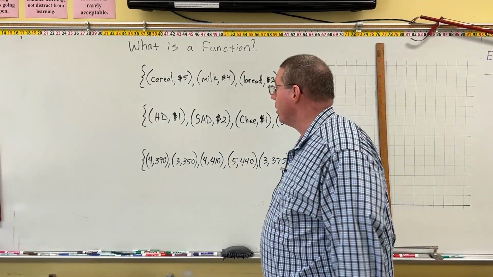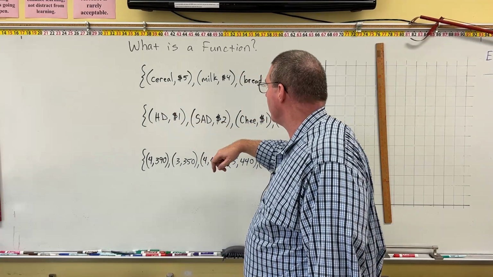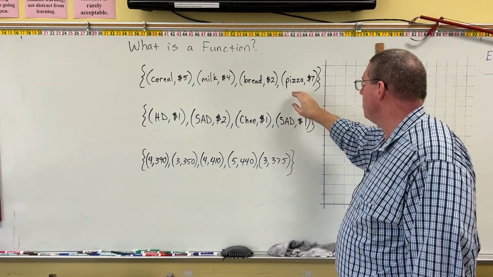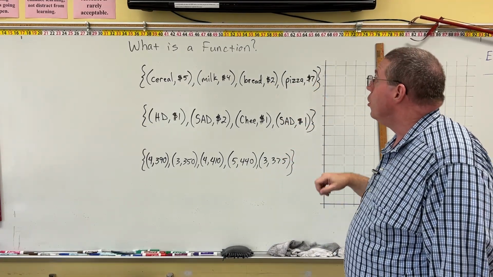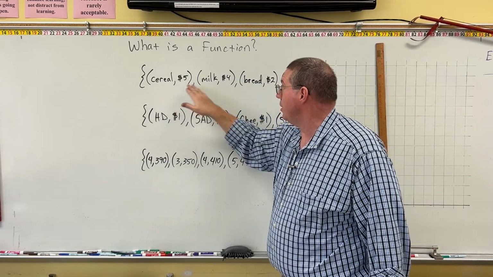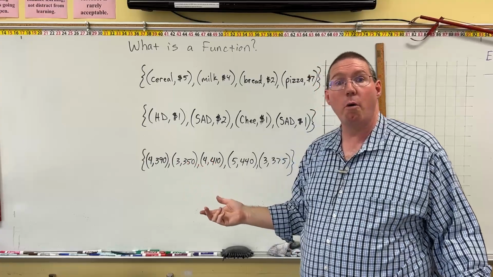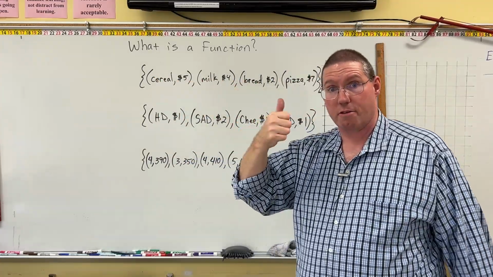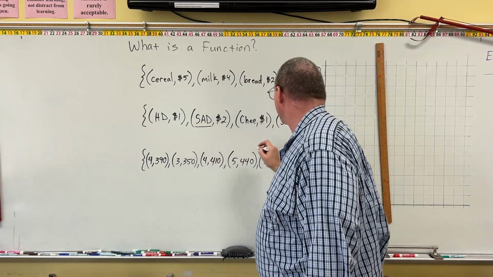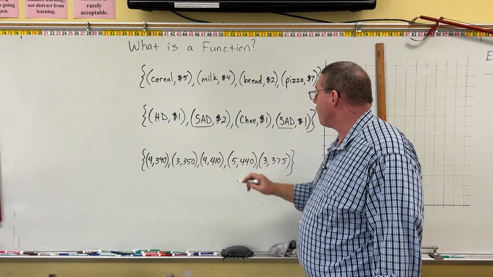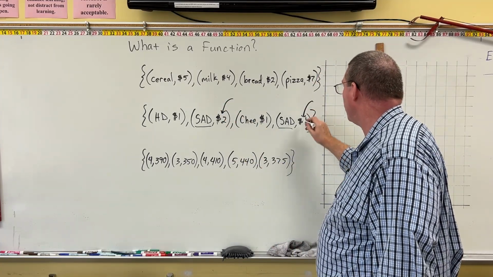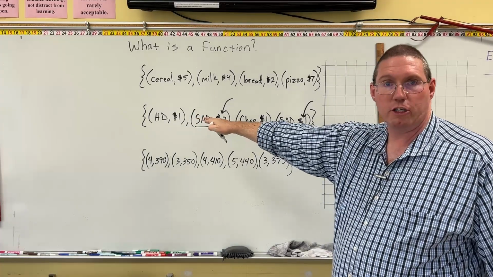Okay? And so here we have an input of cereal, an output of $5. Input of milk, output of $4. Input of bread, output of $2. Input of pizza, output of $7. No input has shown up again a second time. Each input shows up just one time, and therefore this is a function. Yes, so we'd say yes to this. But here in this next one, sour apple drink shows up 2 times. And the first time it has an output of $2, and the second time it has an output of $1. Therefore this is not a function.